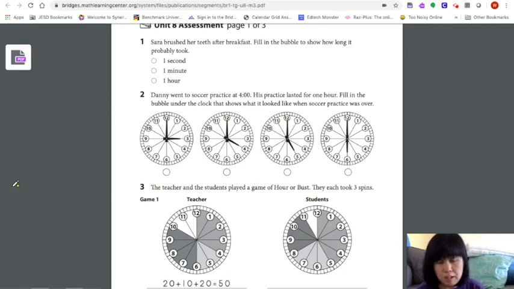Okay, so Danny went to soccer practice at 4 o'clock. His practice lasted for 1 hour. Fill in the bubble under the clock that shows what it looked like when soccer practice was over. So I heard the number 4 o'clock. So I'm going to circle it. I also heard that his practice lasted for 1 hour. And that's also another thing that I need to know.